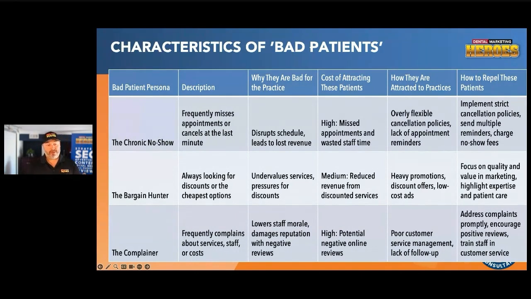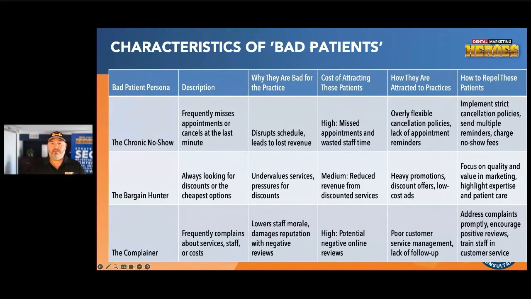As I said, heavy promotions, discount offers, low cost ads, very common. How do you repel them? You focus on quality and value in your marketing. You highlight your core difference. You highlight your expertise in your patient care. And quite frankly, you don't advertise discounts. That is the easiest way not to attract the bargain hunter.